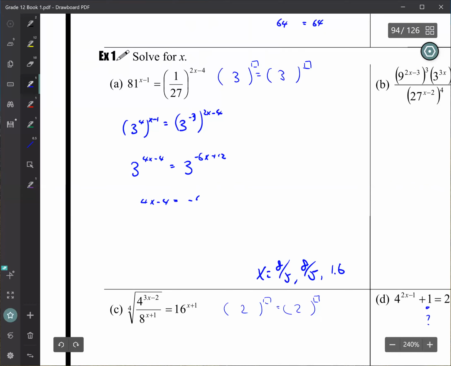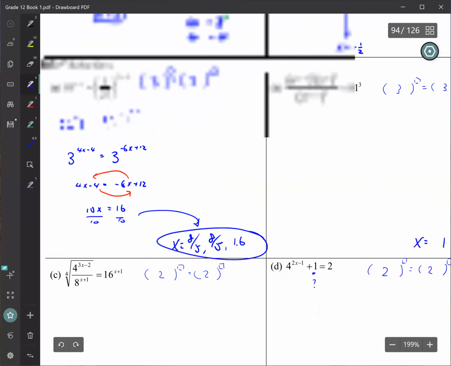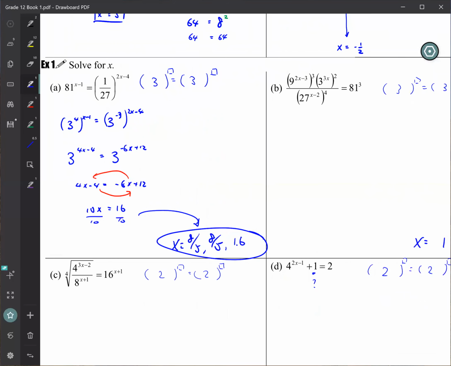Drop the base. Then you focus on the exponent now, right? And move things around, isolate x. You can switch the terms to the other side. You get 10x equal to 16. And then you can divide by 10, right? So that will give you these answers, okay? They are all correct. Any questions so far? Okay, I think the most trouble is more complicated is part B, right?